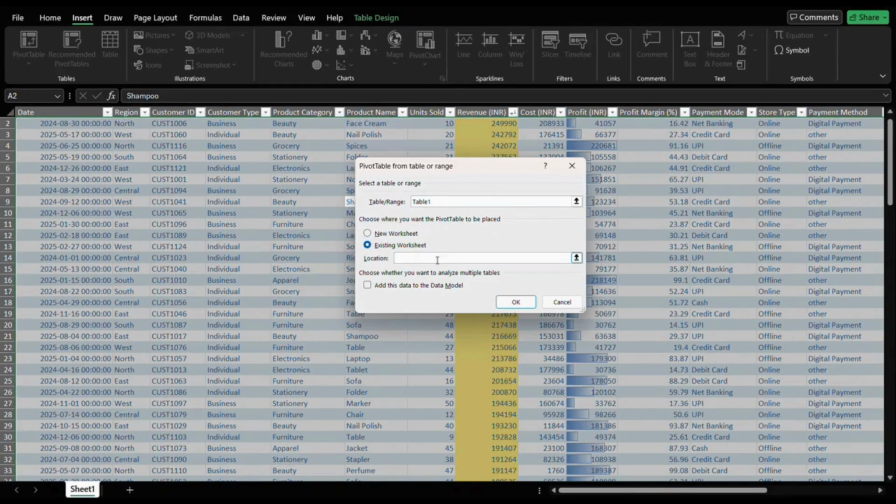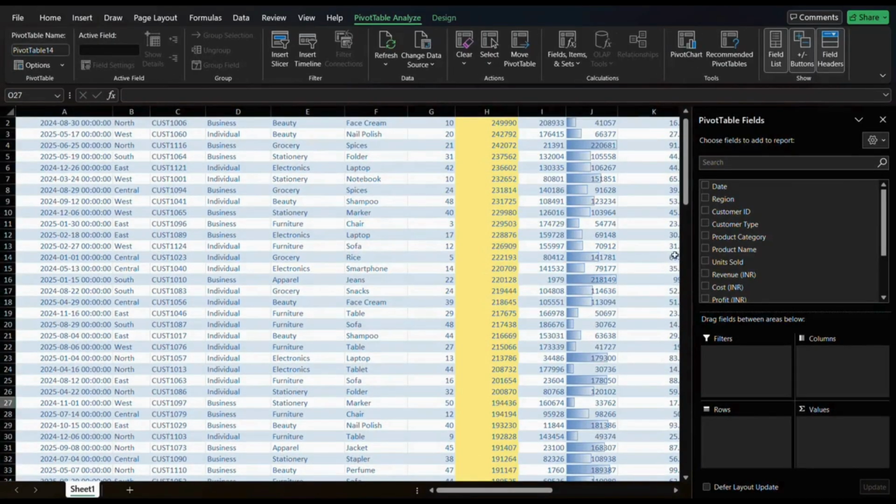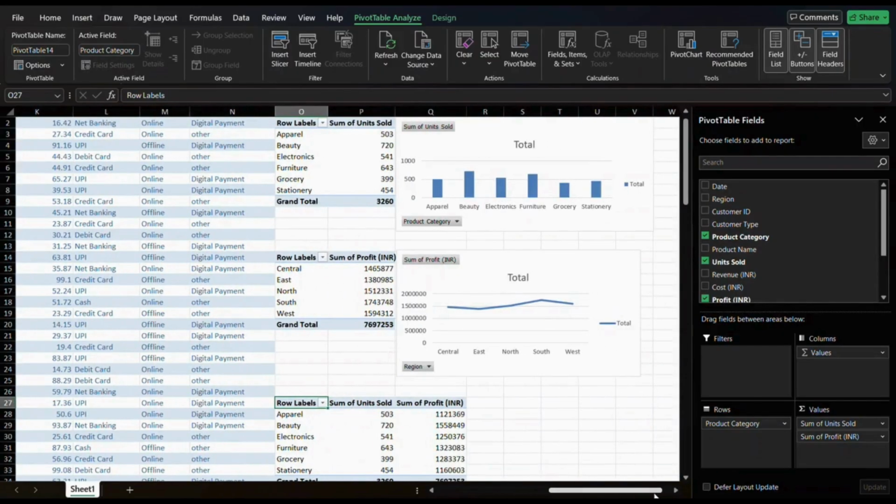I have used a combo chart to show product categories with both units sold and profit. This helps compare sales volume and profitability side by side, giving a clearer picture of the overall performance.